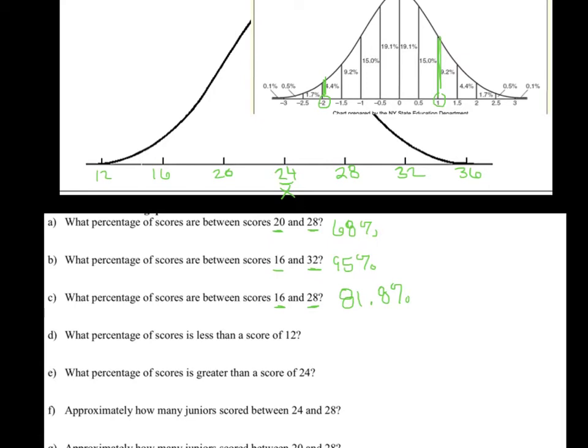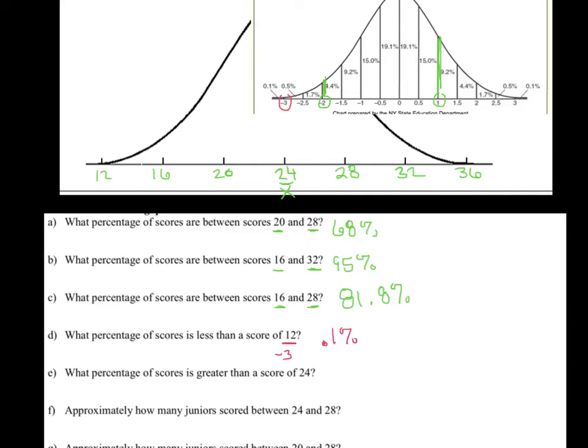What percentage of scores is less than a score of 12? Now, where does the 12 fall again? Remember, the 12 was -3 standard deviations, or 3 below. So I'm going to find that -3, and below that is to the left. I tell you what, that's only 0.1%. Not even 1%, 0.1%. Okay.